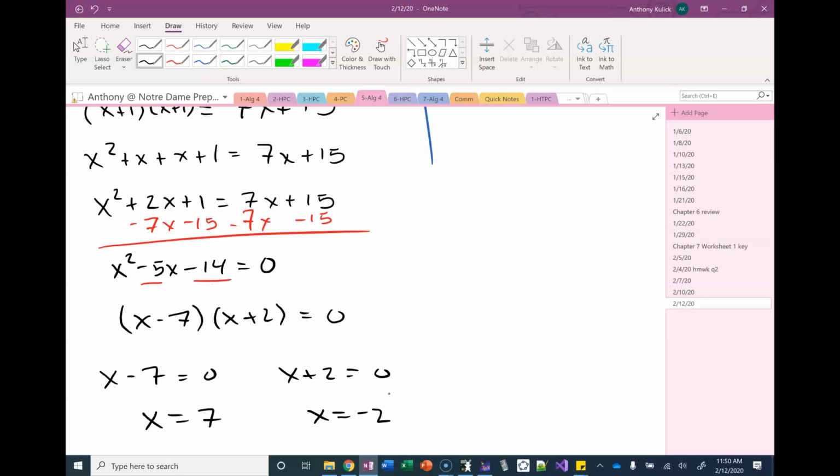No. What do I still need to do? Starts with a C. I've got to check. Why do I need to check this problem? It was an even root, right? There's a square root in the beginning.